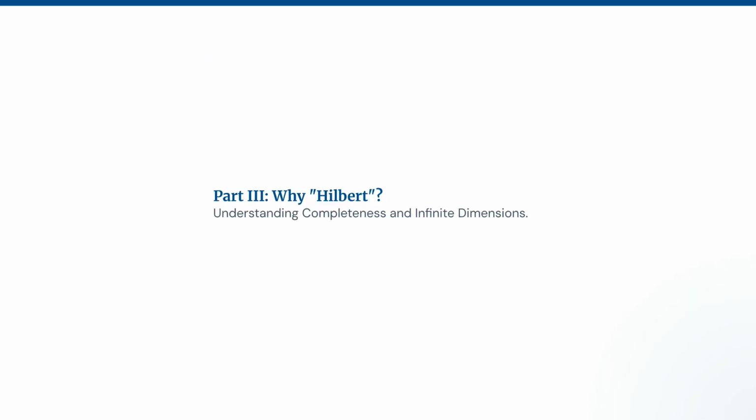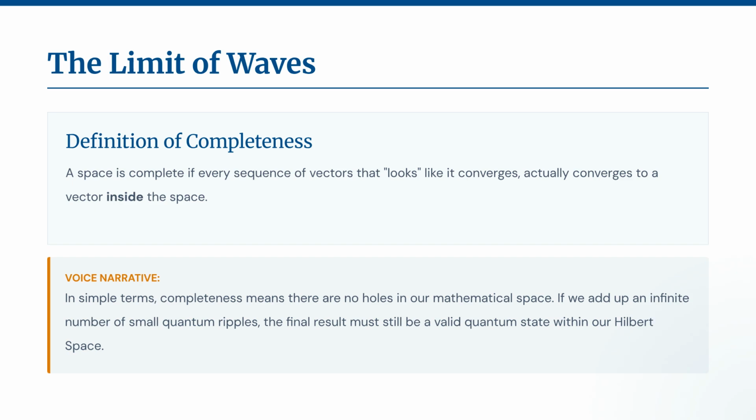Part 3 asks, why Hilbert? This involves understanding completeness and infinite dimensions. In simple terms, completeness means there are no holes in our mathematical space. If we add up an infinite number of small quantum ripples, the final result must still be a valid quantum state within our Hilbert space.